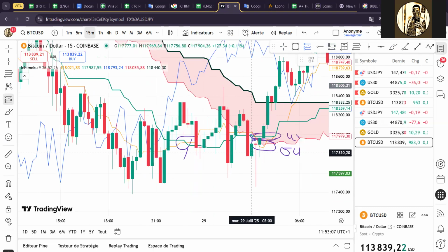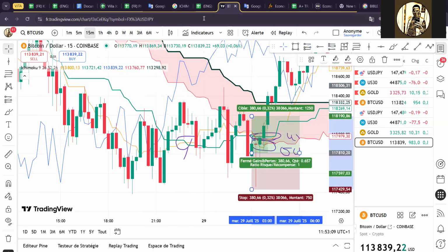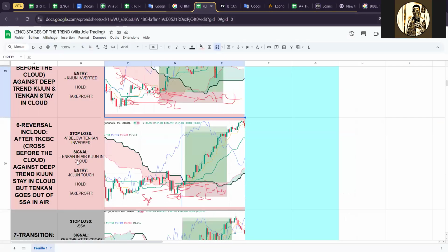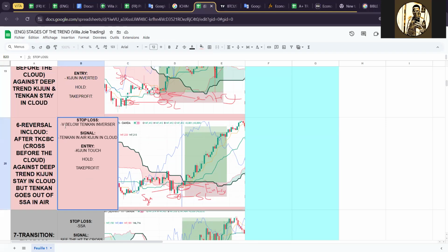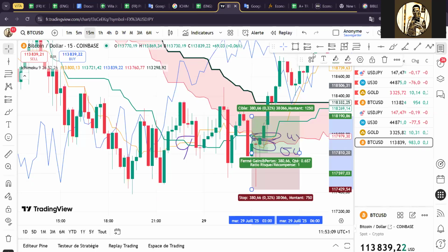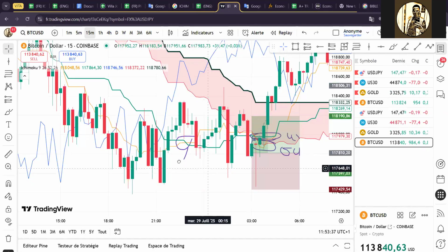Kijun is inside the cloud, so that can make you think it is going down, but it's actually going up. So you need to then be buying in when Tenkan is already in the air. You need to buy when Kijun is touched, and your stop loss at the V stop below Tenkan, below inverted Tenkan. Okay, you need to do like this.